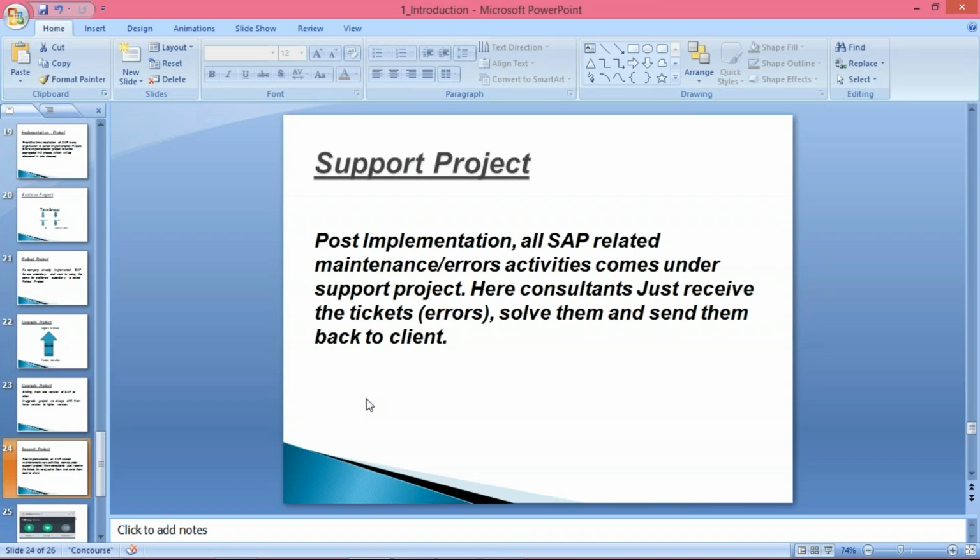Now what will happen? After implementation, it doesn't mean that Tata Motors will be able to handle this SAP independently. No. Even after implementation, they won't be able to handle SAP independently because it's a technical thing. Once they start using it, they'll still face lots of issues. Since it's a software, there's a chance they will receive certain errors, and certain problems will take place.